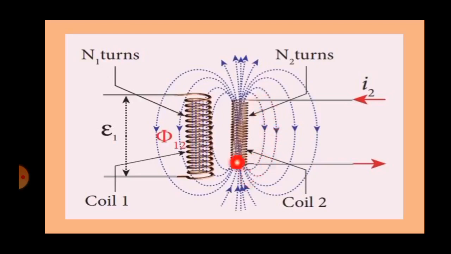This magnetic field interacts with the neighboring coil C1. We call it coil 1. This magnetic field linked with the neighboring coil produces an induced EMF. We call it E1, because it is the induced EMF of the primary coil. So if an electric current I2 through coil 2 changes with time, EMF E1 is induced in coil C1.